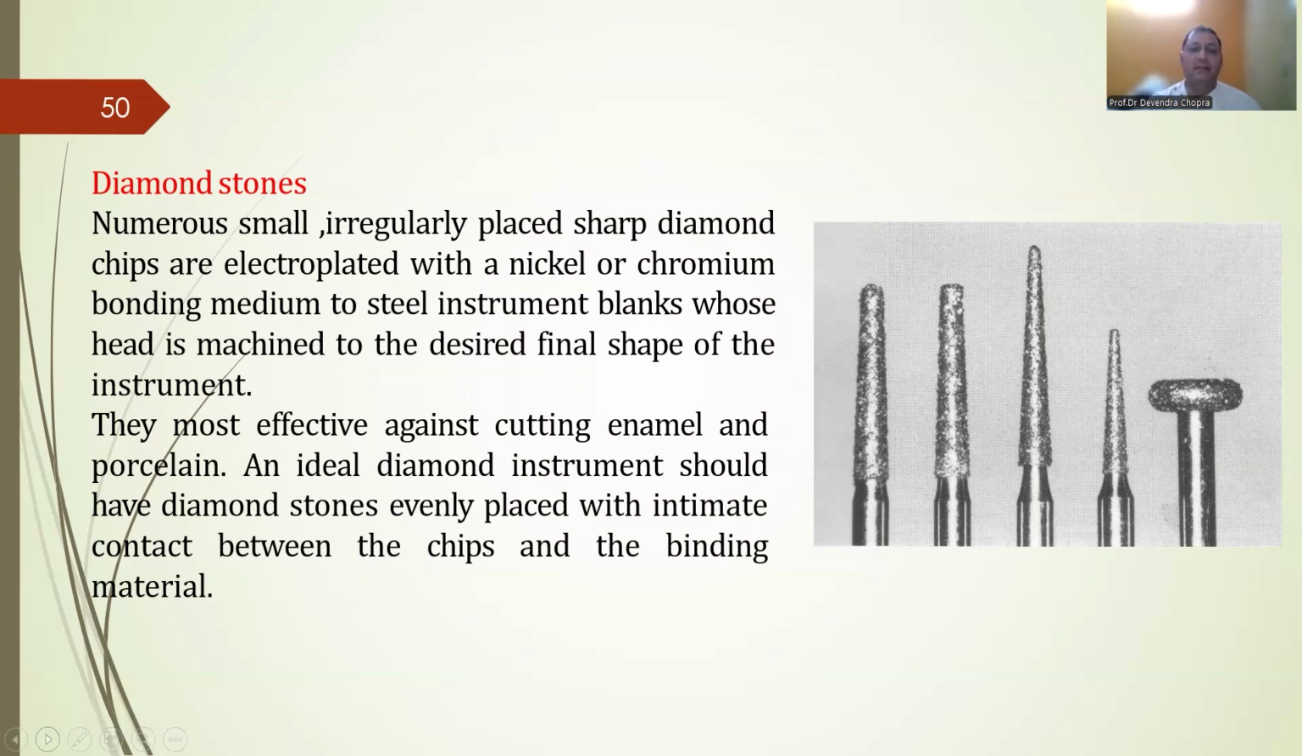Right now, they start with coarse grit, a black or blue one. Then when you are in the mid of the preparation, you use your red coated diamonds. And finally, whenever you are finishing your preparation, you can go ahead with your yellow diamonds, yellow band diamonds. Next slide.